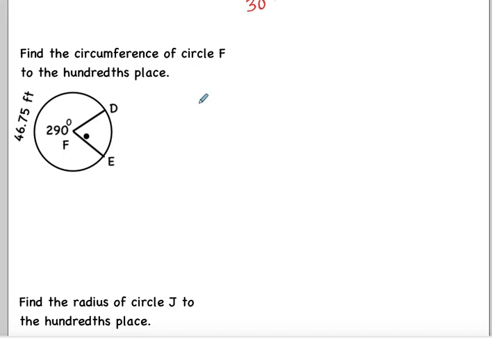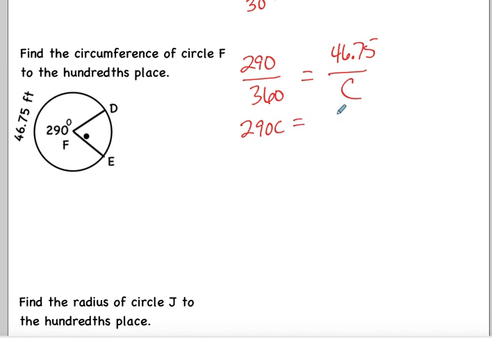Here we want to find the circumference. Remember that the formula, the circumference, is the bottom right part. So that is what we're going to find. The whole circle and the whole circumference. They gave us the piece of the arc length as 46.75, and they gave us the degrees as 290. So we're going to cross multiply here, giving us 290 times c, and then 360 times 46.75 gives us 16,830. We're going to divide by 290, giving us a circumference of 58.03 feet.